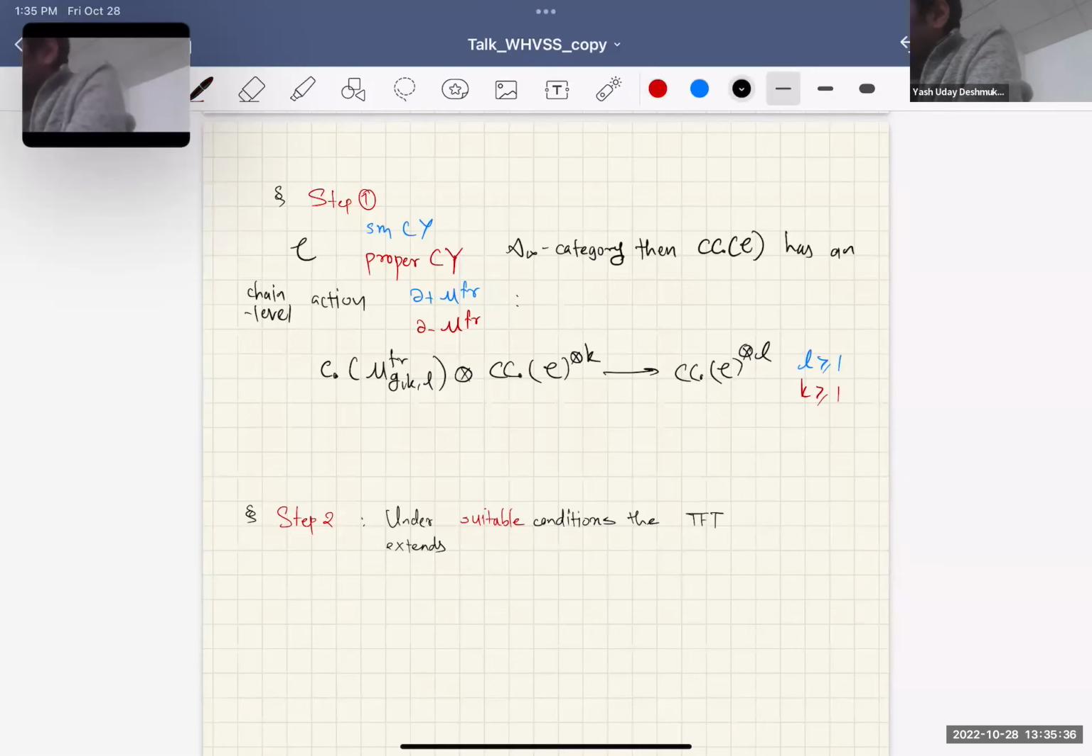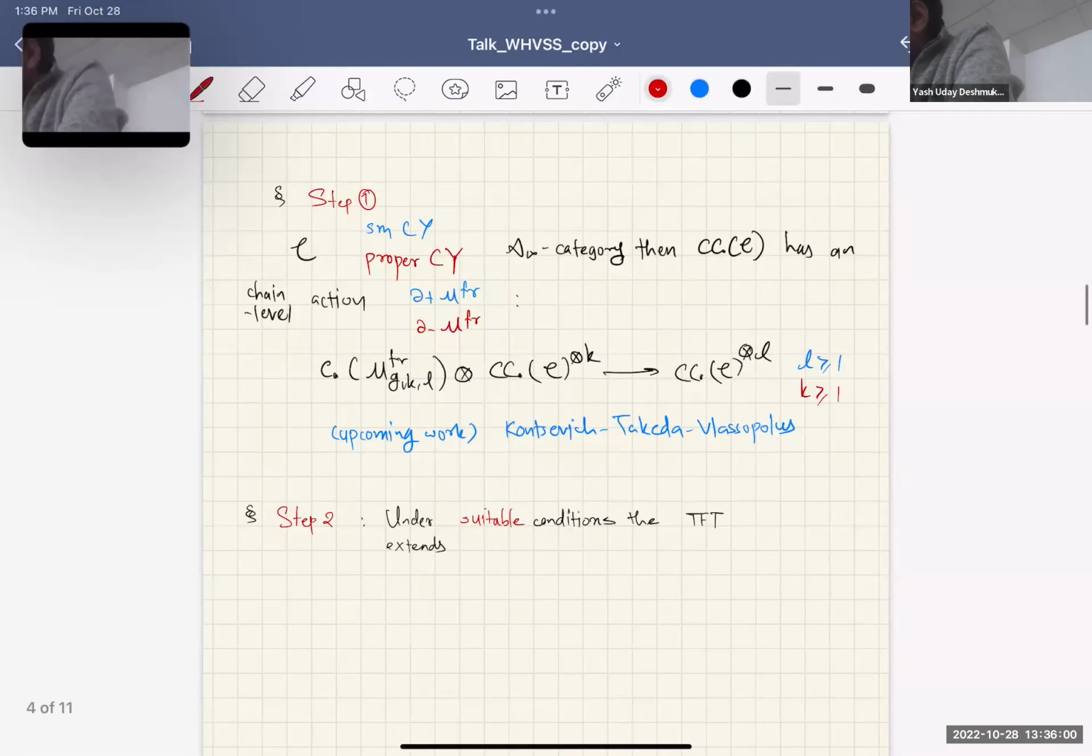And so let me give citations. The smooth case is upcoming work, work of Kontsevich, Takeda, and Lassopoulos. And the proper case is a well-known result of Costello. So this is the first step carried out in these works, where they show that you start with either a smooth Calabi-Yau or proper Calabi-Yau category, and then you get an action of the properad of framed Riemann surfaces.